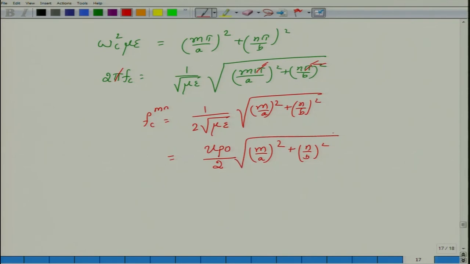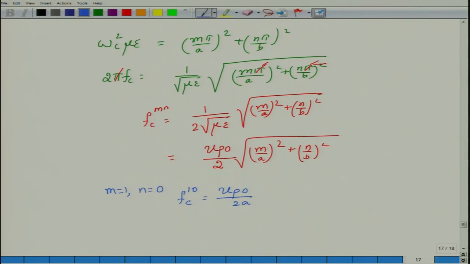Okay, I promised you that TE10 is the fundamental mode. I will show you that now. When m is equal to 1 and n is equal to 0, what will happen to this expression here? This expression will be up0 divided by 2a, because n is equal to 0, so that term will be gone. So the cutoff frequency fc10 will be up0 by 2a.